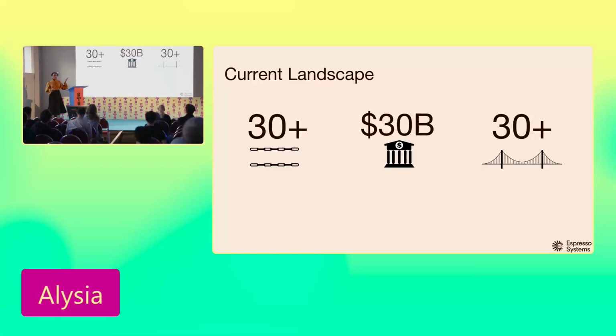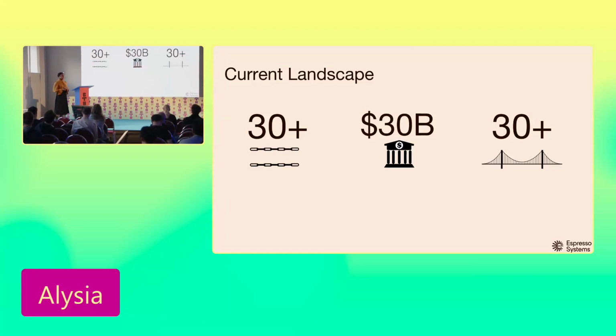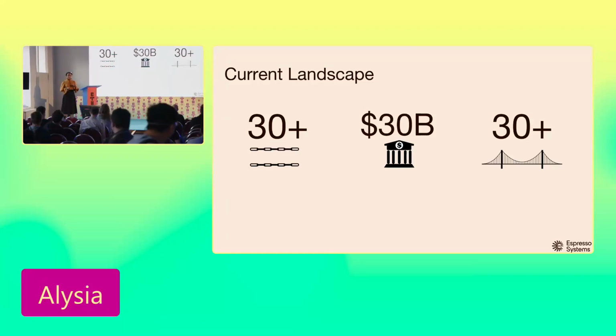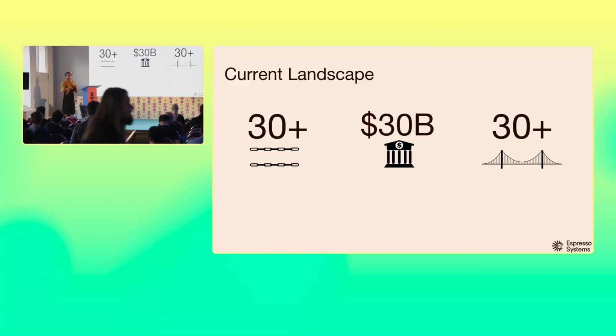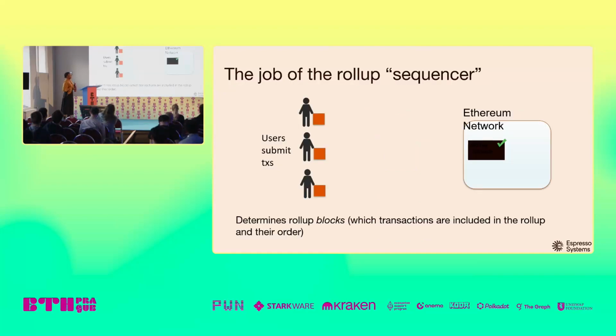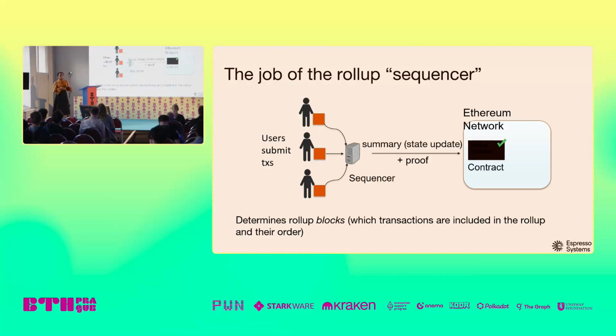So currently, we have over 30 rollups that are scaling Ethereum, over 30 billion TVL across these rollups, and over 30 bridges trying to connect us together. But that means we can also say that there are over 30 sequencers. So what exactly is the job of a rollup sequencer? The sequencer takes the transactions that the user submits, selects and orders them, and sends them in a block on the rollup as well as the Ethereum network.